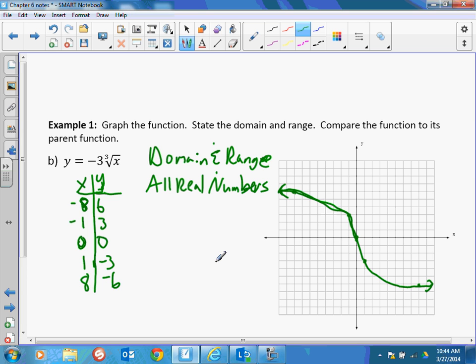Okay, and then when you compare to the parent function, what that negative does right there is it makes it flip. Okay, it made everything the opposite. So the negative, what it does is it reflects across the x-axis. So you'd write reflects across x-axis.